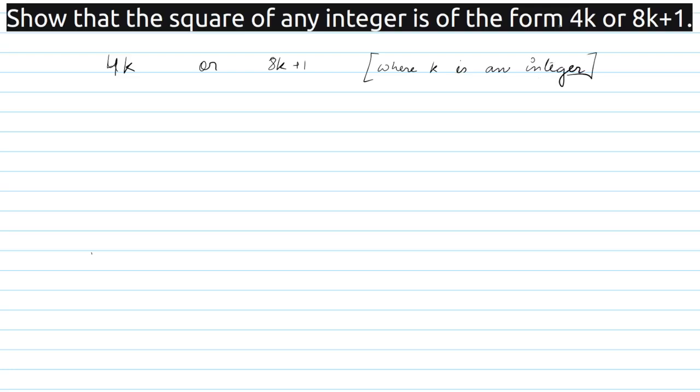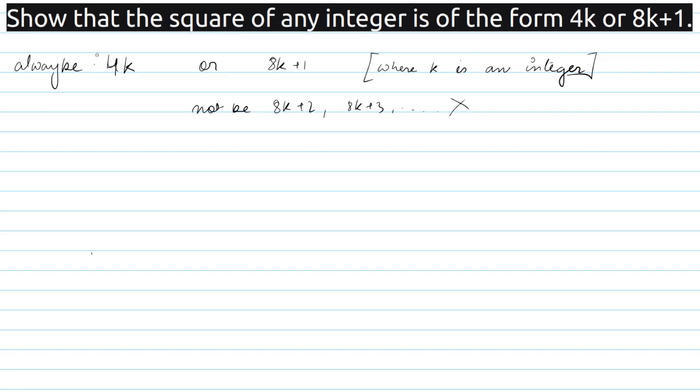Suppose we are taking it in this way. In simple terms, we are trying to show that when you square any whole number, let it be positive, negative, or 0, the result will always be either a multiple of 4 or 1 more than a multiple of 8. It will never be something like 8k plus 2 or 8k plus 3, etc. It will always be one of those. So this is the thing we're trying to prove.